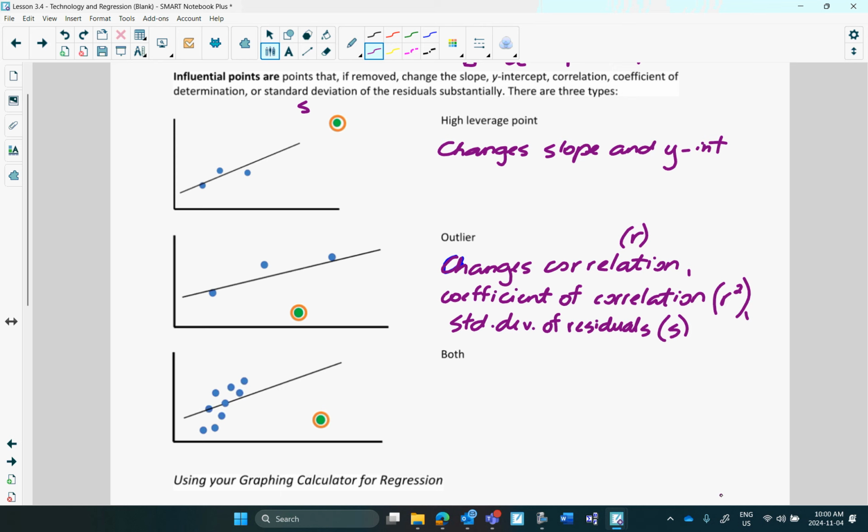And usually if R squared changes, S changes in the other direction, right? So if R squared increases, that means that S is going to decrease. If S increases, that means that R squared is going to decrease.